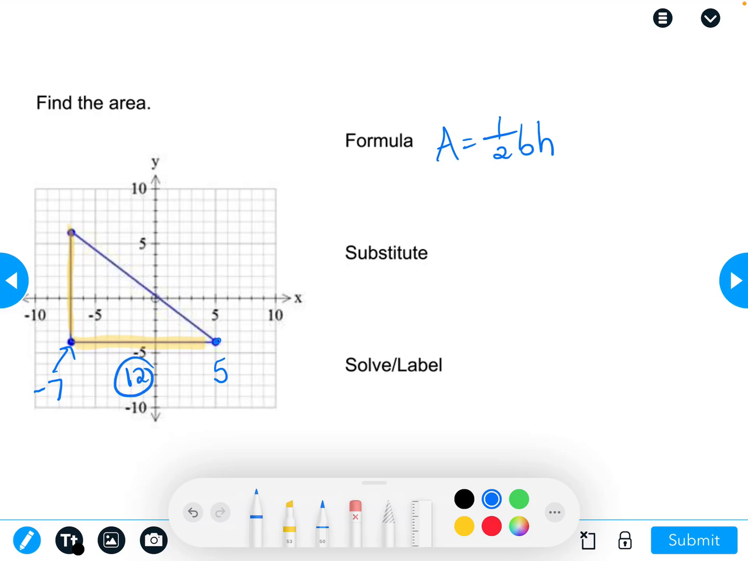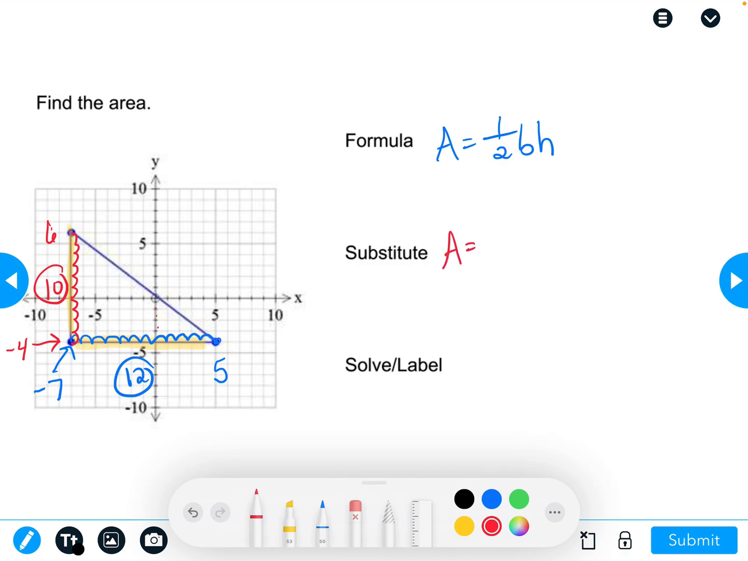Another way to do it is you could do your hops. 1, 2, 3, 4, 5, 6, 7, 8, 9, 10, 11, 12. But using your distance formula works a lot better. And then we need the height. So now we're looking at the y-axis. This would be -4 on the y-axis. And this other dot is at 6. So the distance between those, we have different signs, so we're going to add, would be a distance of 10. And again, you could hop it 1, 2, 3, 4, 5, 6, 7, 8, 9, 10.